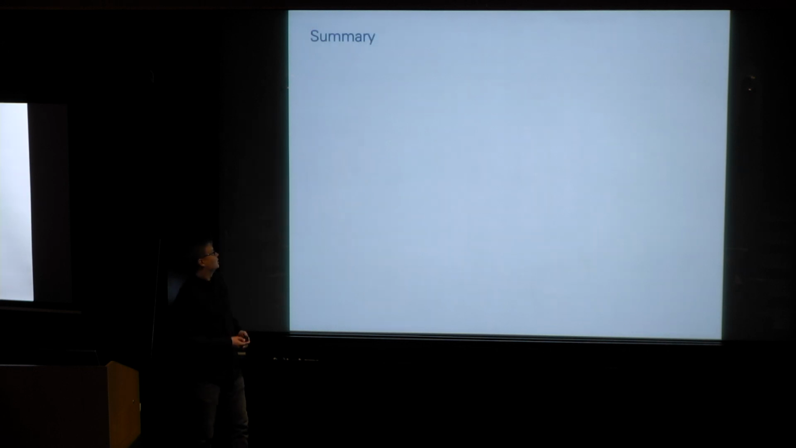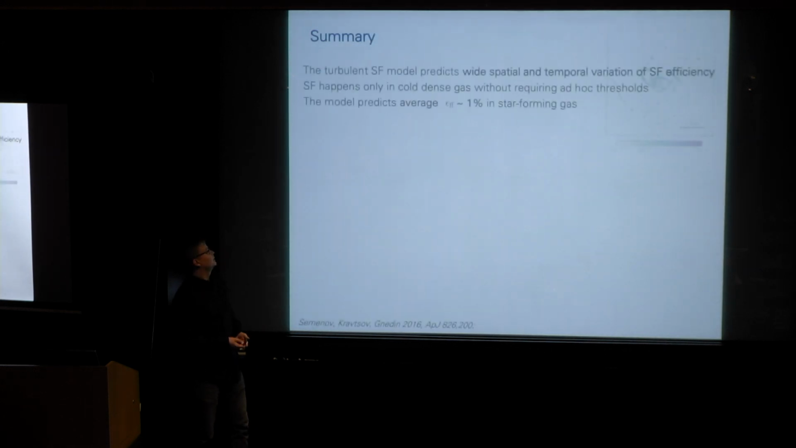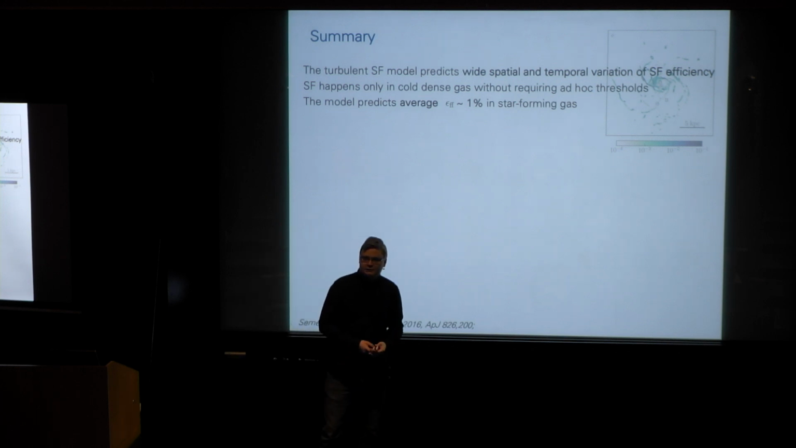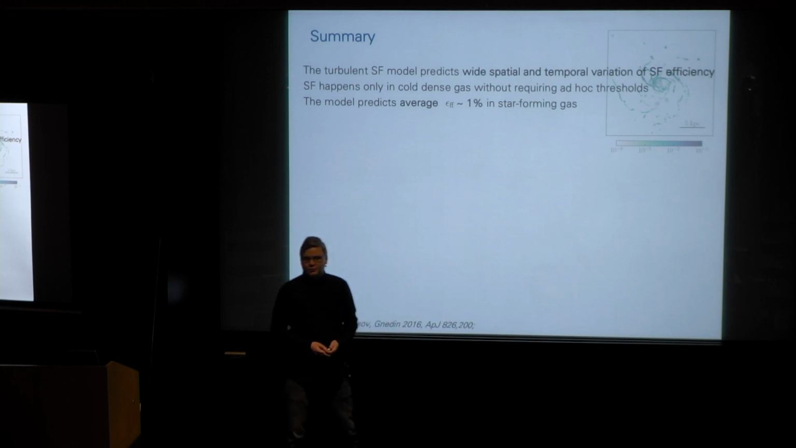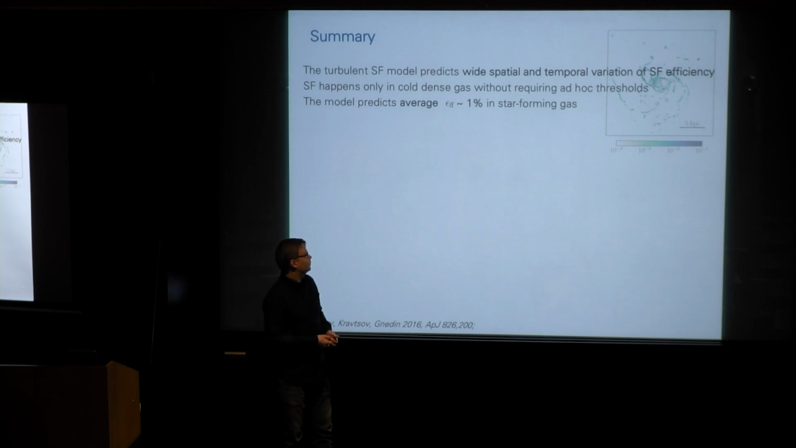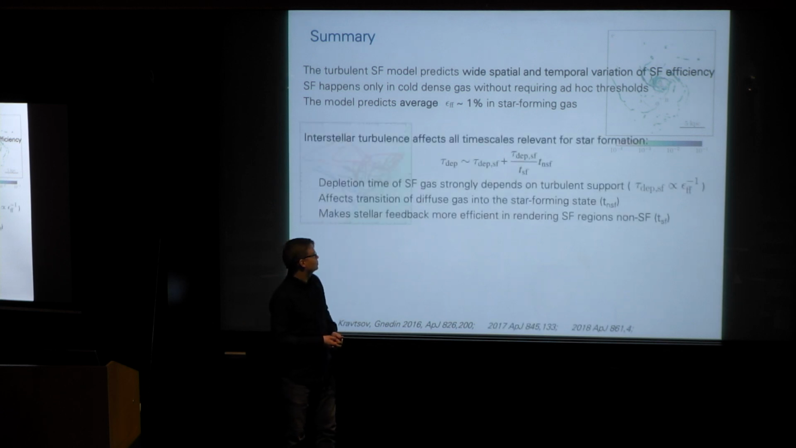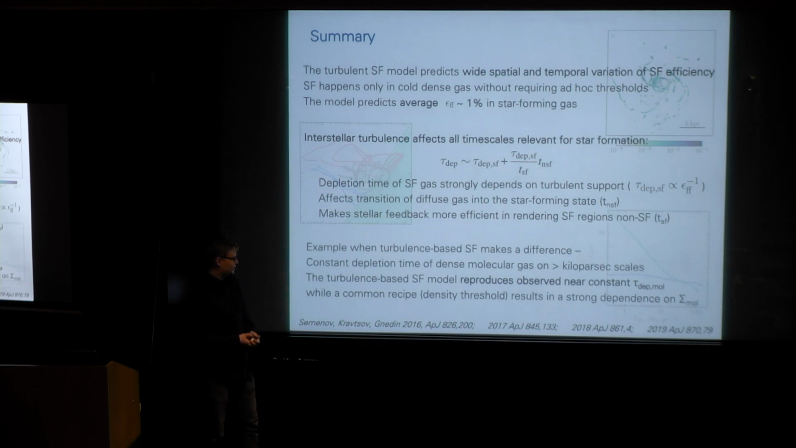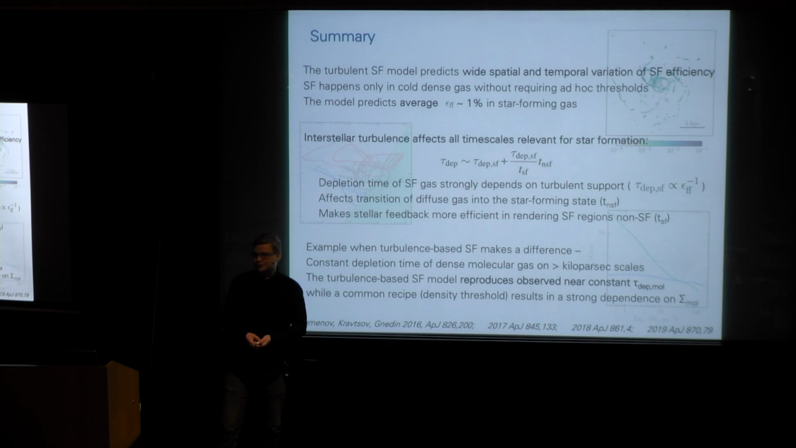So I'll switch to my summary. The turbulent-based star formation model predicts wide variation of star formation efficiency in space and time, and it doesn't require any assumptions about thresholds and efficiency of star formation. In addition to these local effects of turbulence, it also has important effects on larger scales because it affects the transitions between star-forming and non-star-forming states. And one example where it becomes important is this relation between molecular and dense gas and star formation rates.